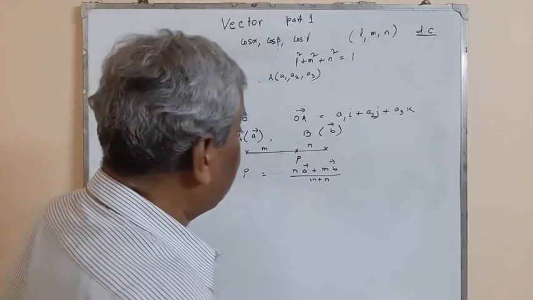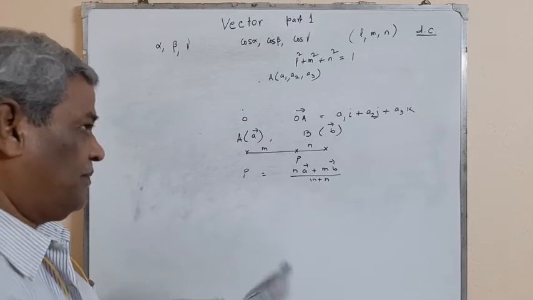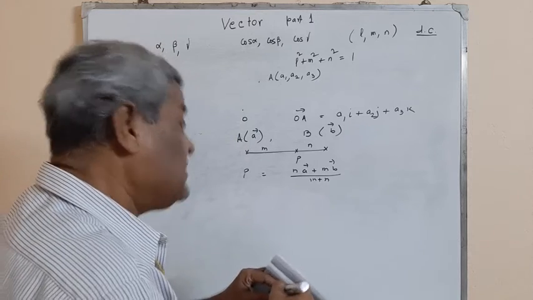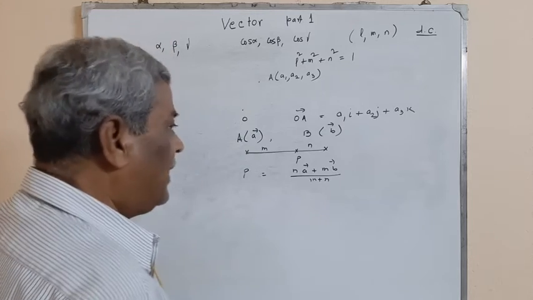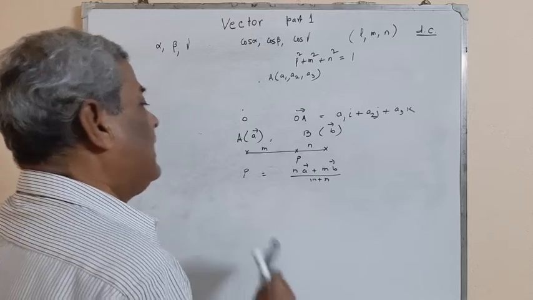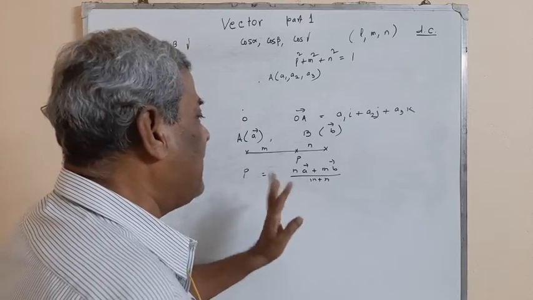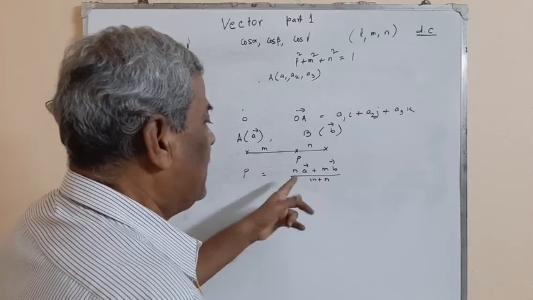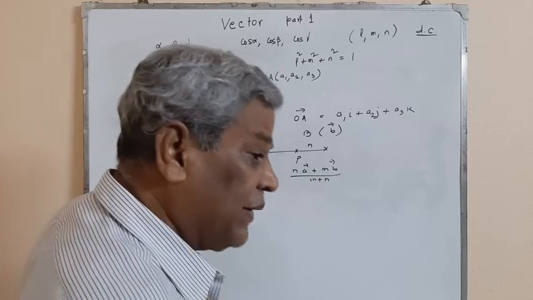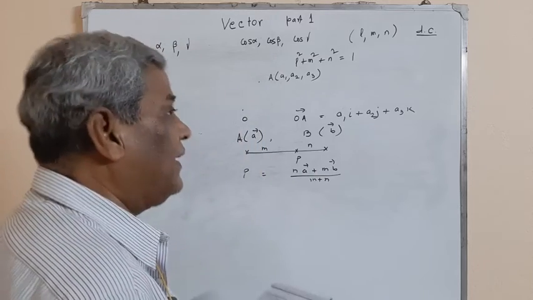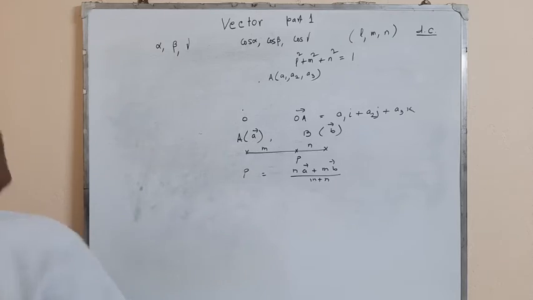This is exactly the same as in coordinate geometry. There is also a formula for the point P which divides AB externally in the ratio m is to n. In that case, it is m b minus n a by m minus n. Simply, n is replaced by minus n. This is also the same as in coordinate geometry.